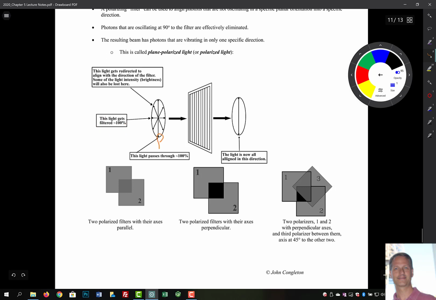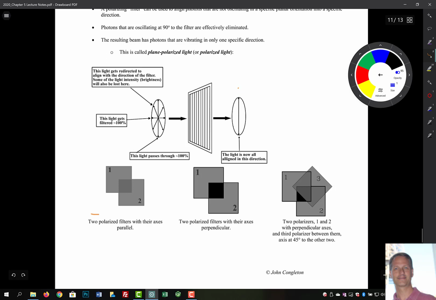Now this light that's standing perfectly up and down follows the pathway of the polarized filter, kind of slits, and it passes through at 100%. Now the light that's between here and between here is going to get redirected and become in plane essentially with the direction of the filter. Some of that light intensity or brightness will also be lost here. And in the end, what we have is light that is polarized and aligned in one direction.